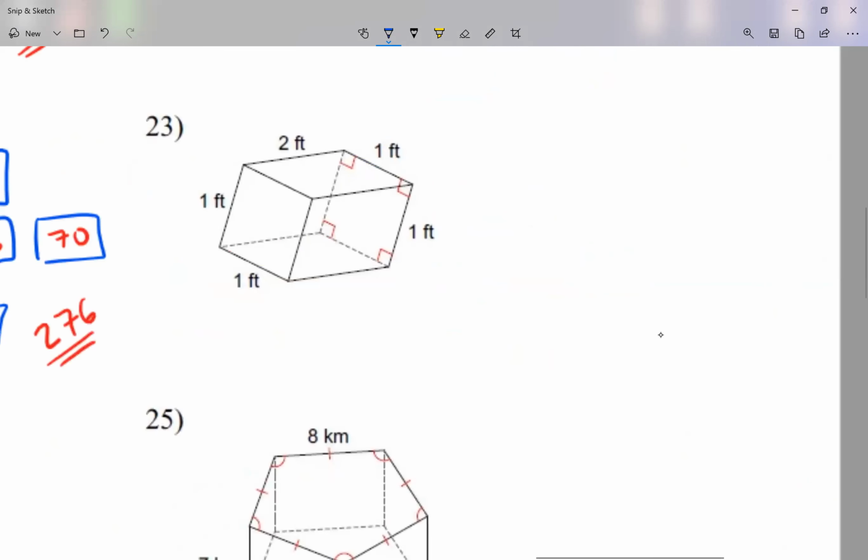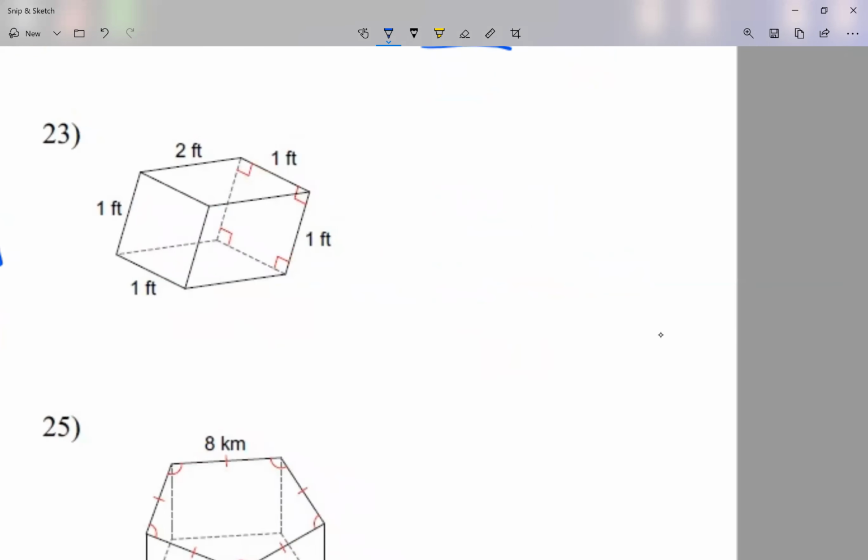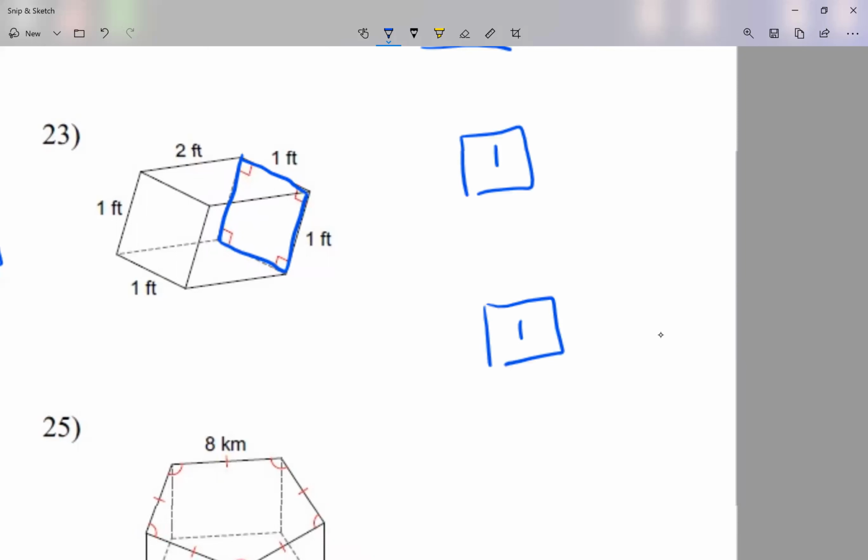All right, let's take a look at number 23. The base is right here. Remember, I help you guys by highlighting the 4 90-degree corners. Remember, I said a square is a rectangle. I'm going to say the area of these rectangles is 1. Because when I look at a 90-degree corner, the two measurements that meet at that corner are 1 and 1. And when I multiply those, 1 times 1 is 1. Now the base has 4 sides, so guess what? 4 walls.